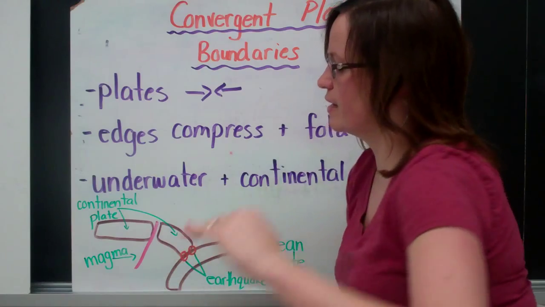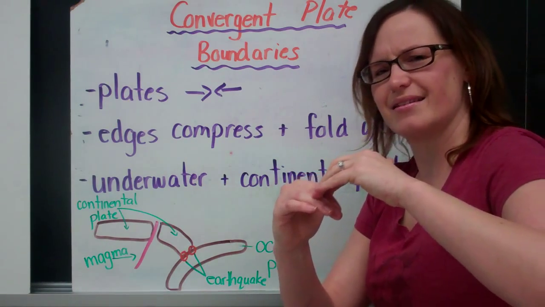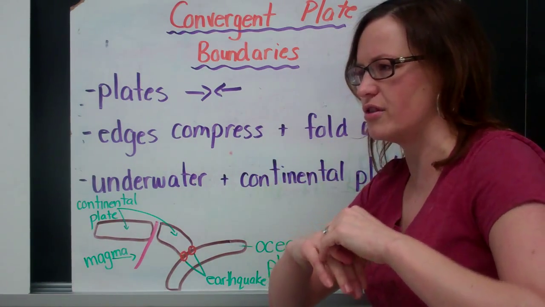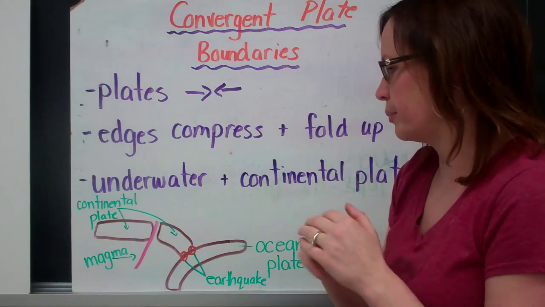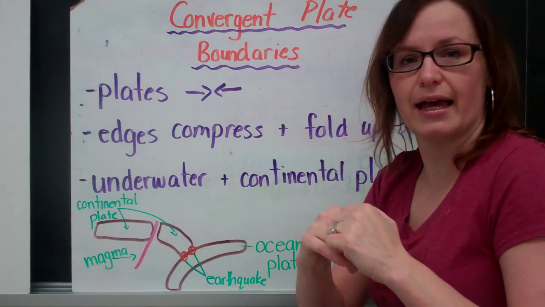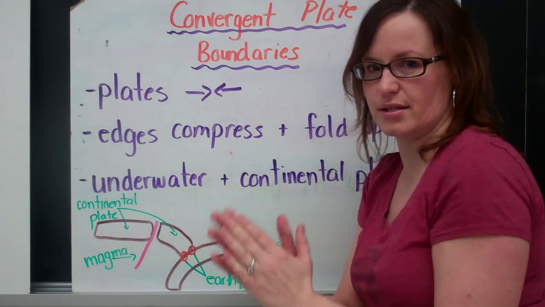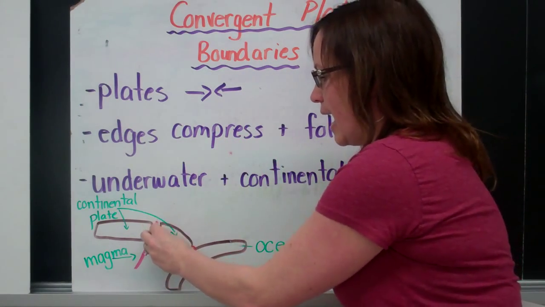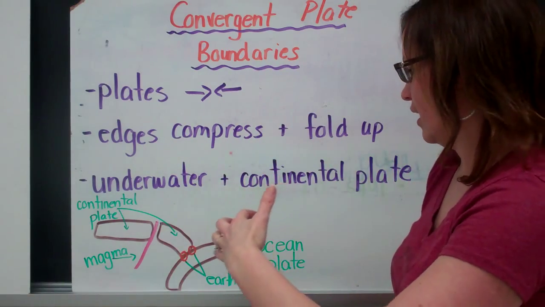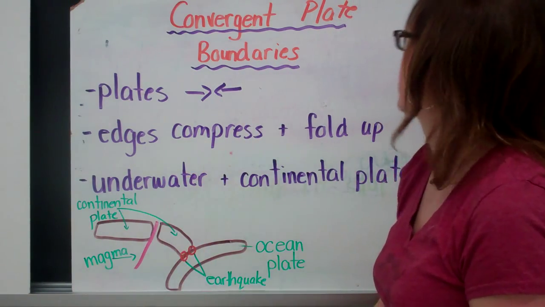But also for the continental plate, because it's sort of being bent down, you know, with the pressure of the underwater plate, it starts to crack and separate, which then allows for magma to escape through those gaps and create volcanoes. So there's lots of different things that can happen with convergent plates.